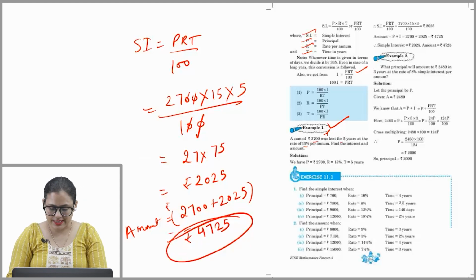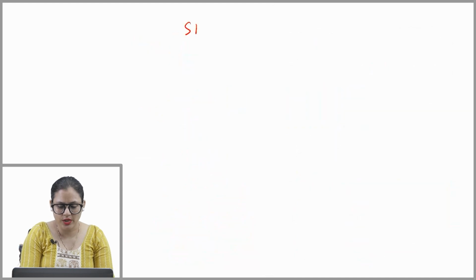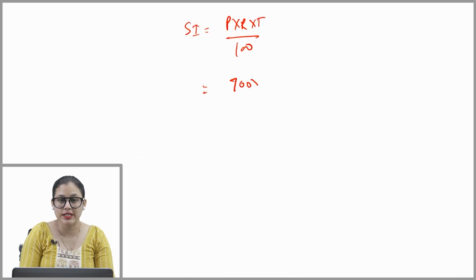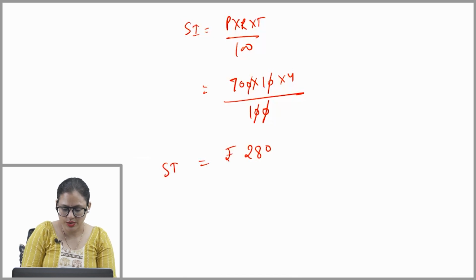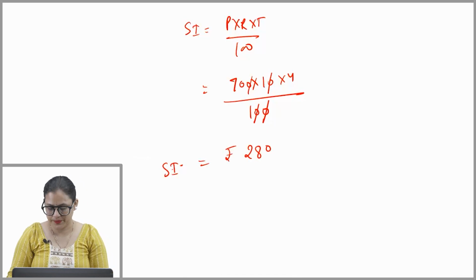Exercise 11.1. Find the simple interest when principal, rate and time is given. We have to find only simple interest. Principal into rate into time upon 100. Principal is rupees 700, rate is 10% and time is 4 years upon 100. 0, 0 goes, 0, 0 goes. 280 rupees. So the simple interest is 280.